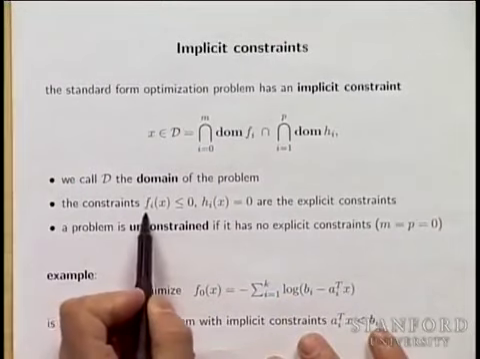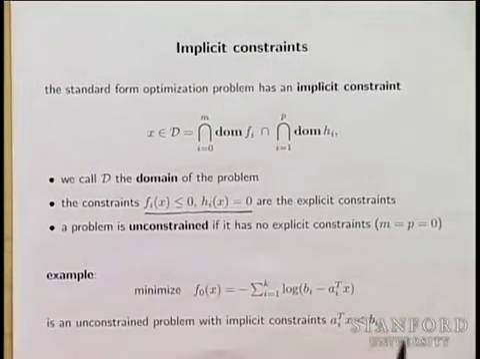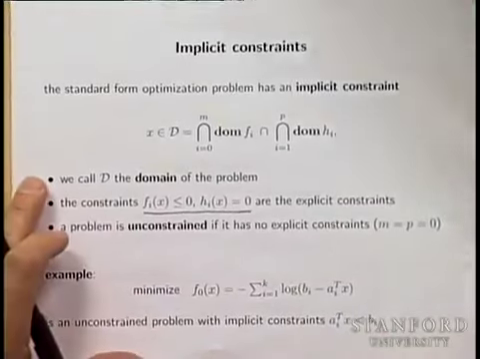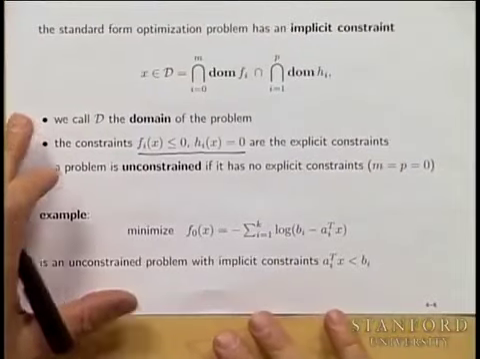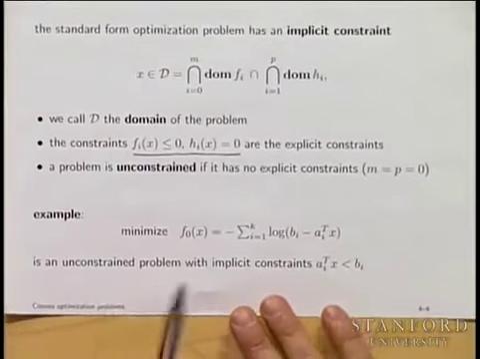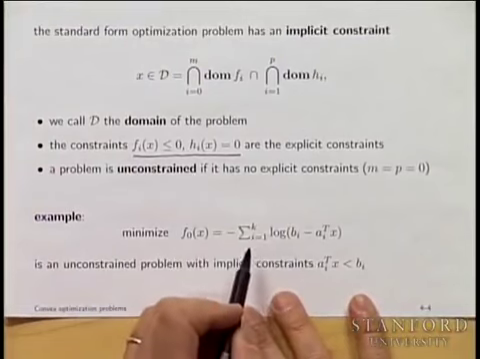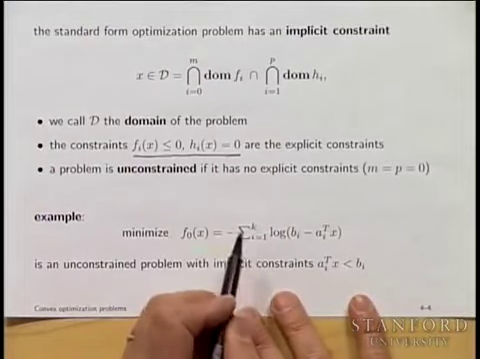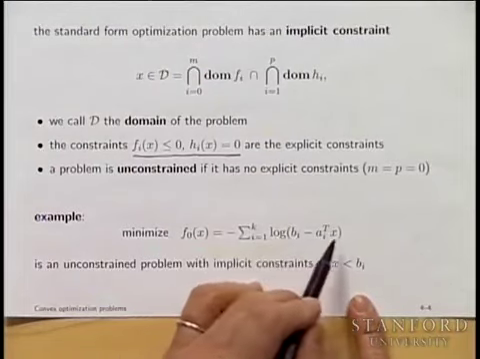When you write out the constraints explicitly like this, these are called explicit constraints. And you say a problem is unconstrained if it has no explicit constraints. Here would be a very common example, one in fact that we'll see a great deal of. It's minimize the following function, the sum of the negative log of bi minus ai transpose x.